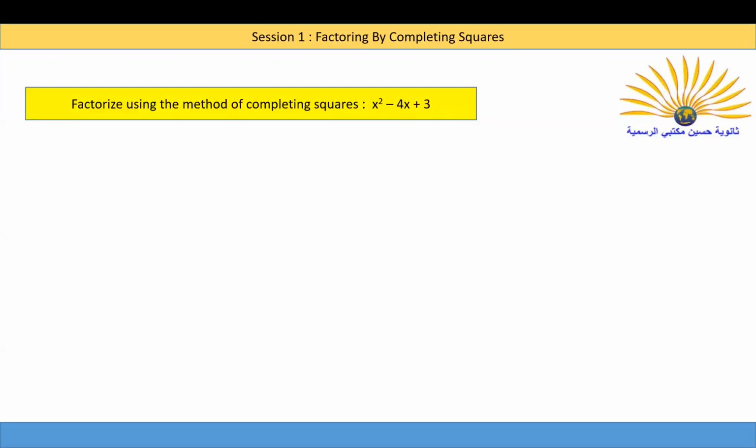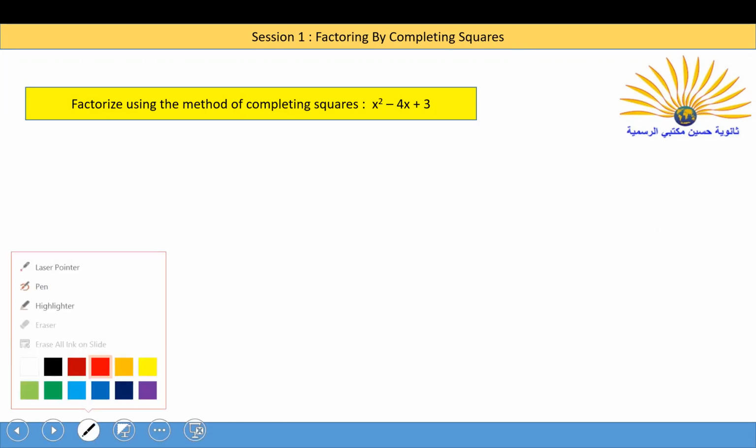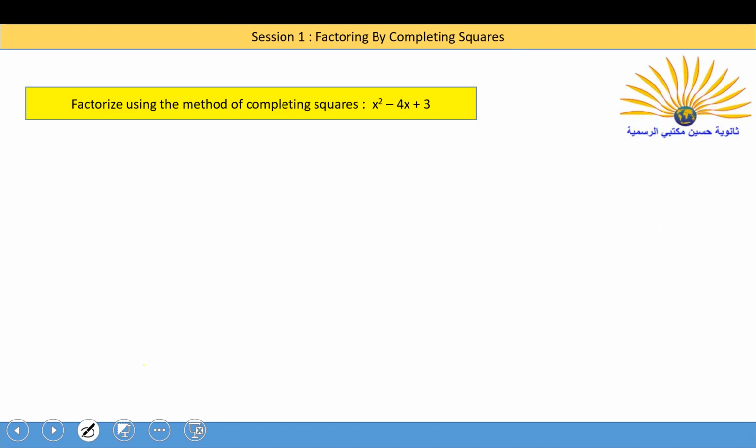First of all, we have to complete the squares. That is, if you go back to grade 8, for example, you had the following. Suppose we have an expression like this, x squared minus 2x. What does this expression need here in order to become a perfect square?